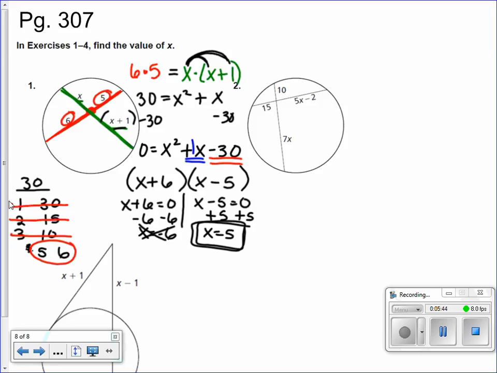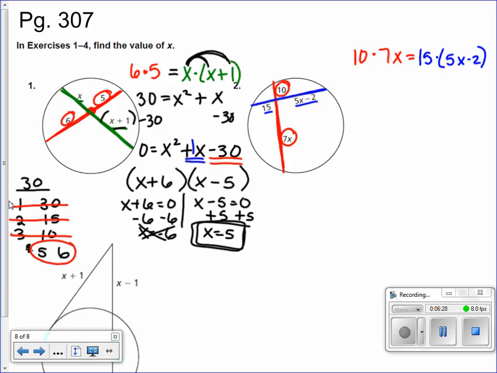All right, let's do that same thing on the next problem, number 2. We will not have to factor in this one. Let's look at this chord first. Okay, what are the 2 pieces of that chord? 10 and 7x. So we take 10 times 7x, set it equal to, go to the next chord, 2 pieces of the blue chord, 15 and 5x minus 2. Again, you should always put your binomials in parentheses so that you don't forget to distribute.